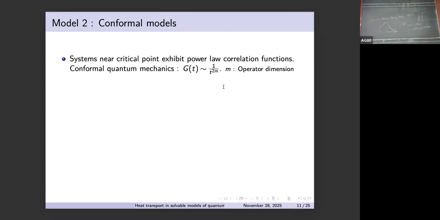So now I'll just look at a different kind of model. Here what I will do is motivated by conformal quantum mechanics. So you could ask, what happens if there is a power law in the two-point function?